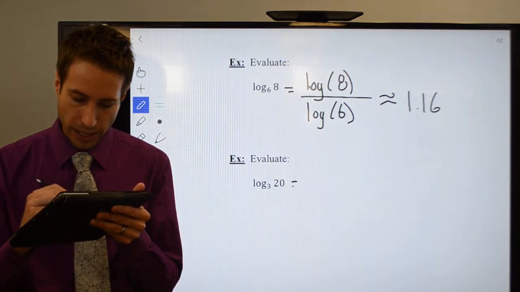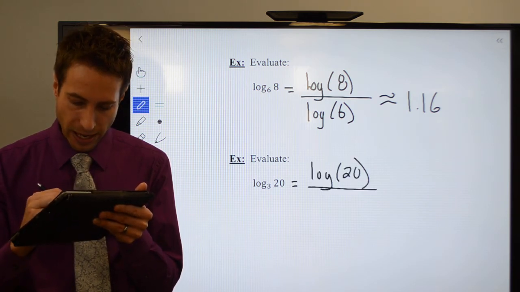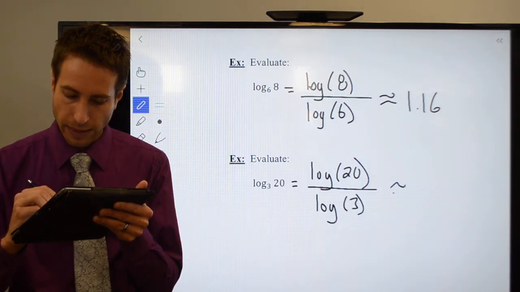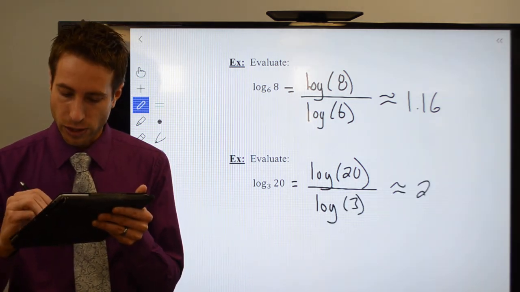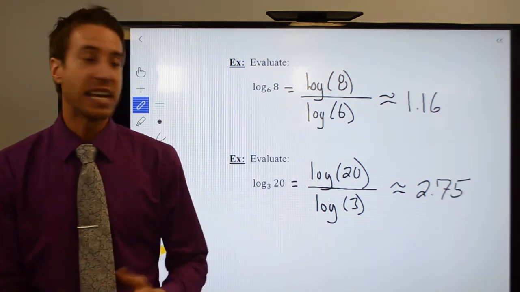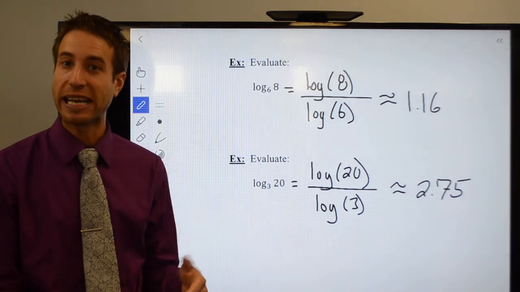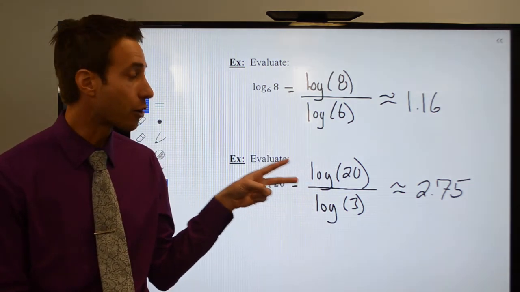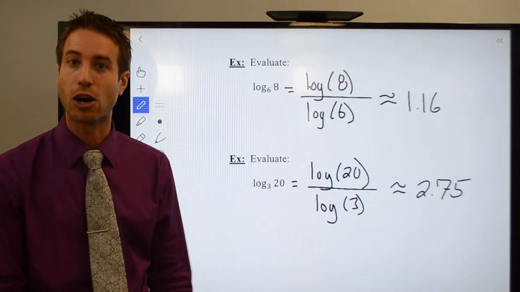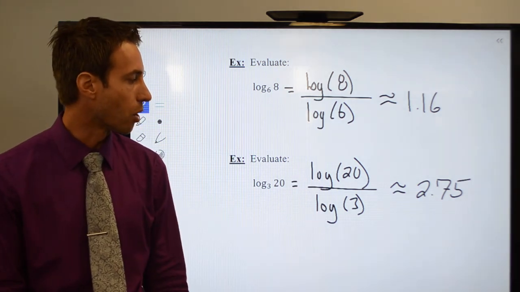I got one more for you here. Take the common logarithm of the argument, which is 20, divide by the common logarithm of the base, which is 3. You can throw that into your calculator if you want to and get 2.75. Again, even if you have a calculator that has the log base function on it, you'll still need to know how to rewrite these logarithms using the change of base formula, where you rewrite them with common logarithms.